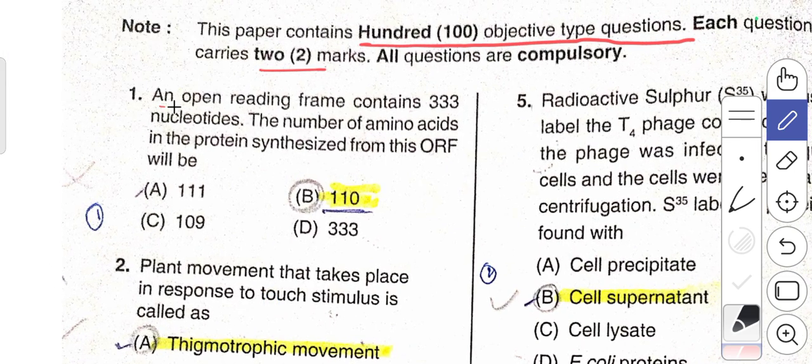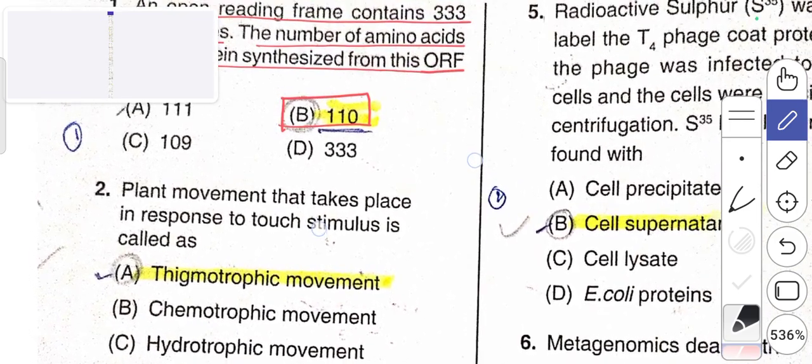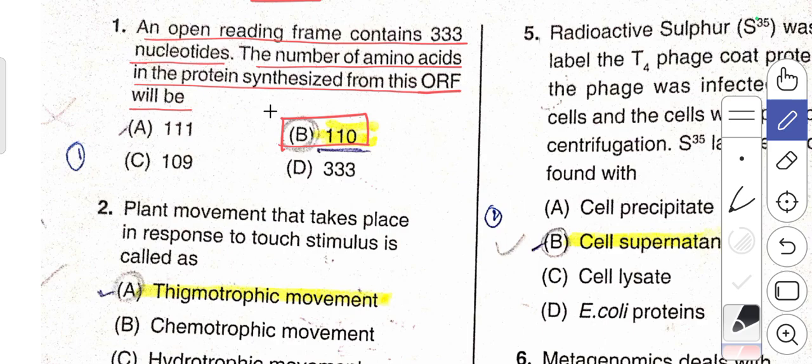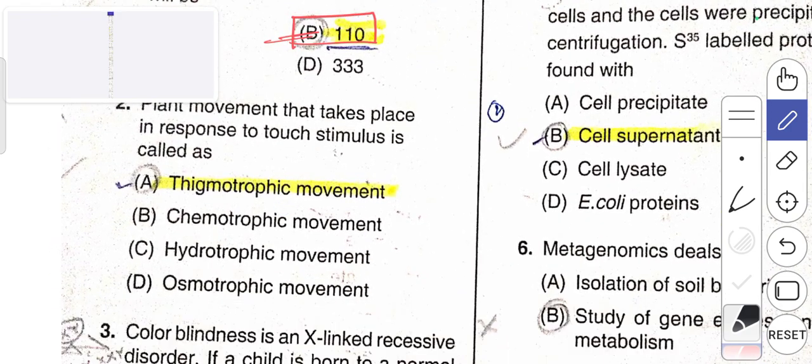Read out the first one. An open reading frame contains 333 nucleotides. The number of amino acids in the protein synthesized from this open reading frame will be? That will be 110, as 1 will be considered as a non-coding sequence or terminator codon. So if we remove that, it remains with 110. So B is the right answer for this question.